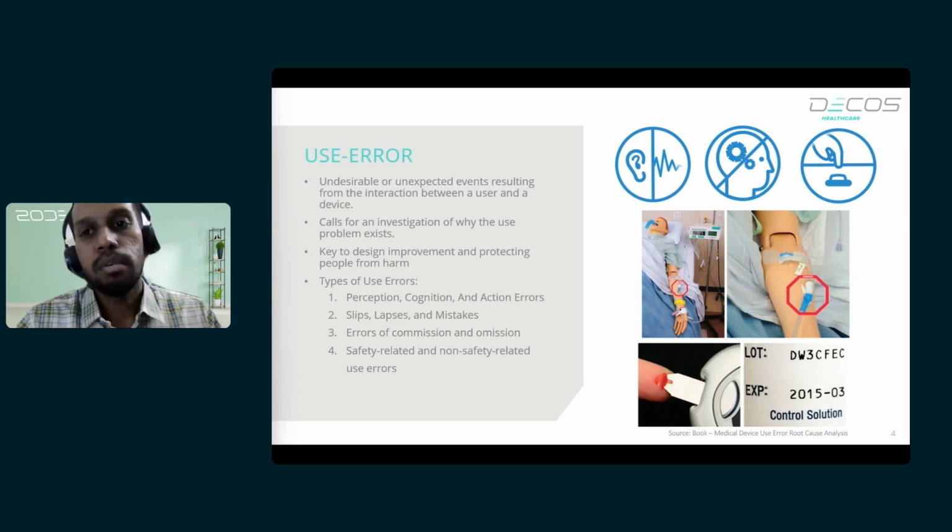So the fourth possibility is safety related. Safety related and non-safety related are the two possibilities here, and this depends upon what sort of risk is going to be generated. With regard to safety related, the risk is going to be severe. Whereas with non-safety related, the risk is going to be very minimal, where a clinician intervention or some sort of disturbance occurs, but the risk caused is not going to be very severe. So these are the four categories where the possible occurrence of use error can fall.